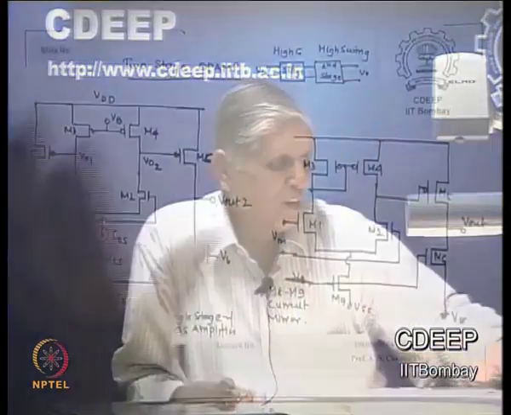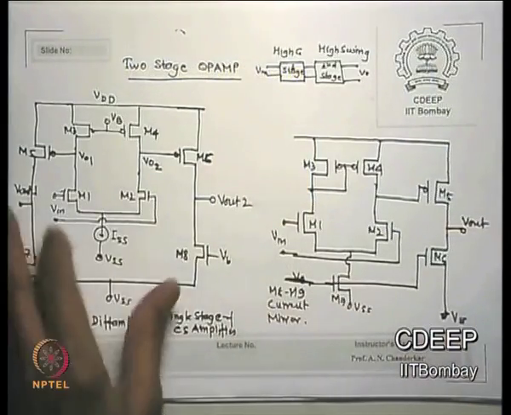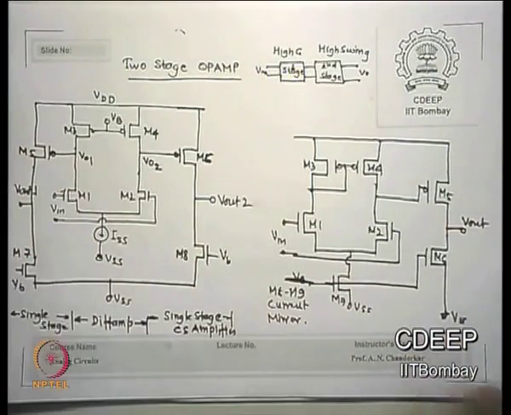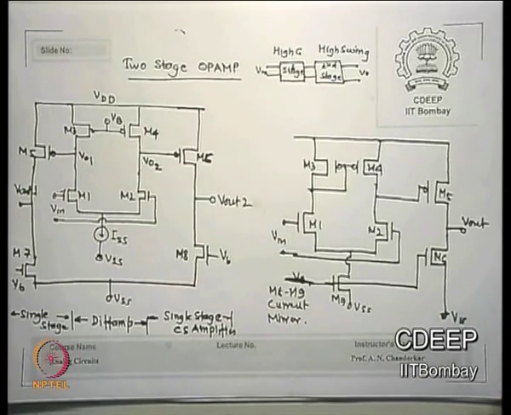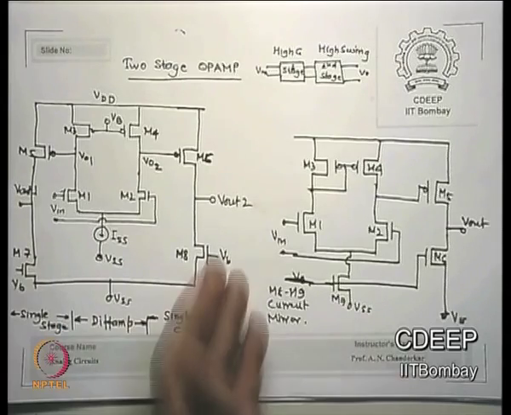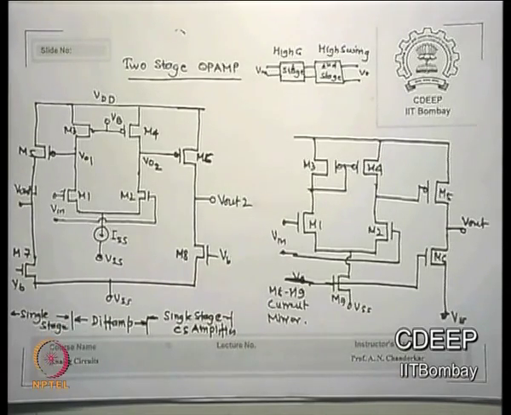Whatever the gain of the diff-amp, VO1 will be proportional to VIN, which is then given to the input of the next common source stage, which will have some gain A2. So what will be the net gain at VOUT1, VOUT2? If A1 is the gain of the diff-amp and A2 is the gain of the output stage, then the net gain is A1 into A2. That is what we essentially do in a 2-stage op-amp.